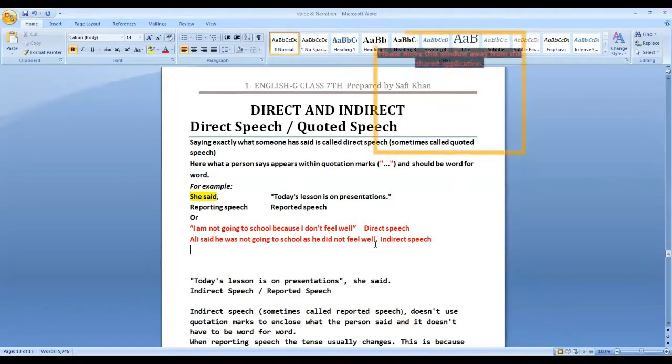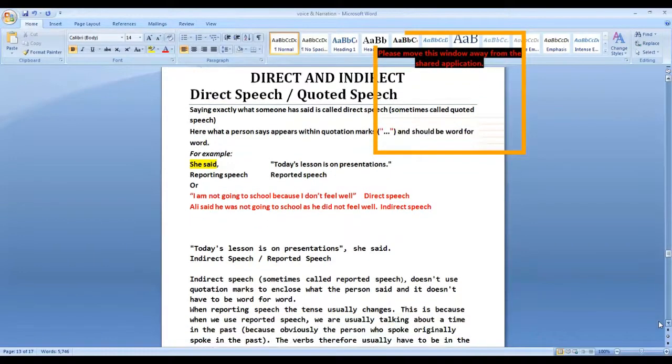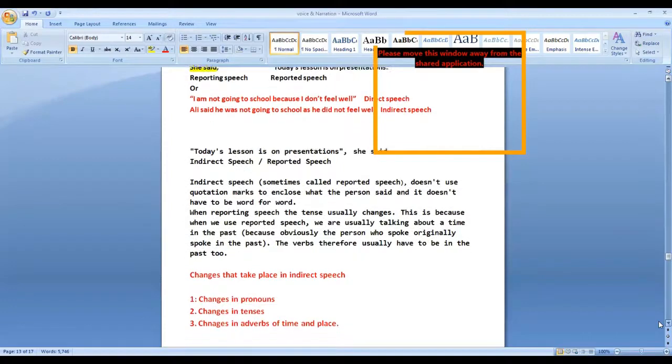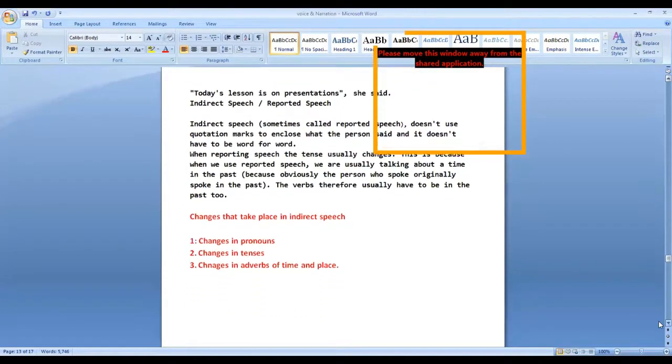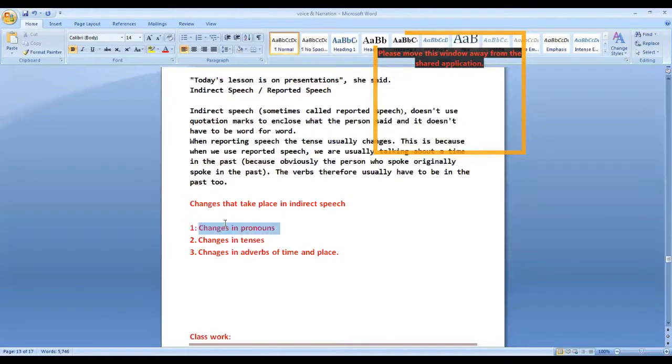Now, as you can see, certain changes have taken place in indirect speech. If we study these changes, we can categorize them as changes in pronouns, changes in tenses, and changes in adverbs of time and place. We haven't discussed adverbs of time and place yet, but we will certainly discuss them in the next lesson. As I said, I will try to make it simple and short for you so you can understand the basic concept of direct and indirect speech.